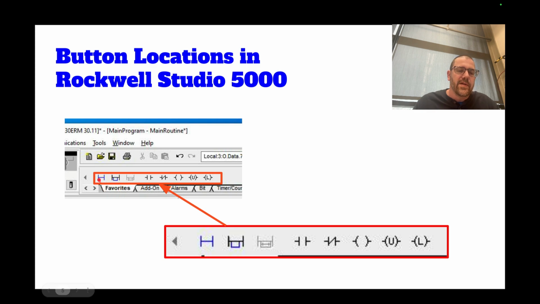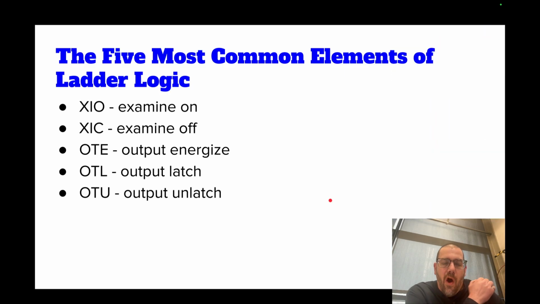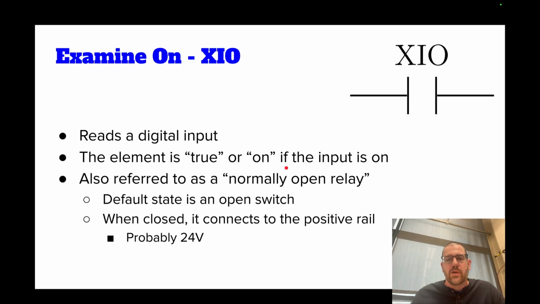These are your favorites. Here are your 1, 2, not sure what that one does, 3, 4, 5, 6, 7 favorite buttons. So, new rung, new branch, and then we'll talk about each of these five in the next section. Examine on or an XIC, examine off or an XIO. Output energize is OTE, output latch, OTL, and output unlatch is OTU. Let's go through each of those.